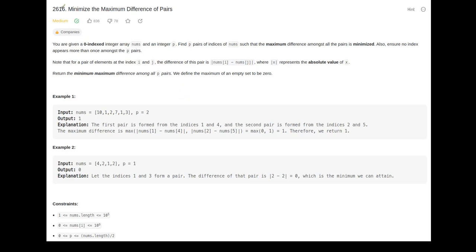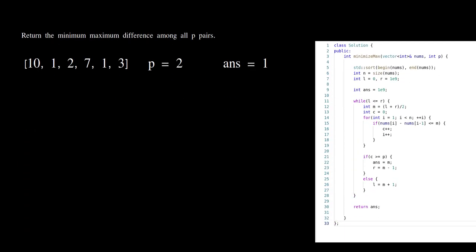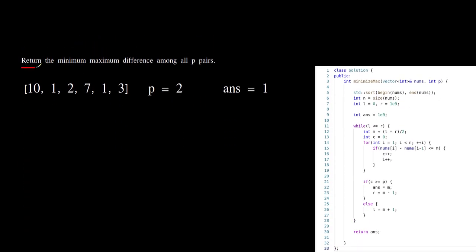Hi, this is a LeetCode question: Minimize the Maximum Difference of Pairs. Now we need to return the minimum maximum difference among all p pairs, and because we are trying to minimize the answer, let's take any number from the array.